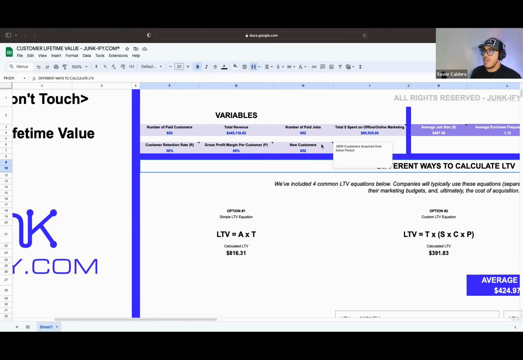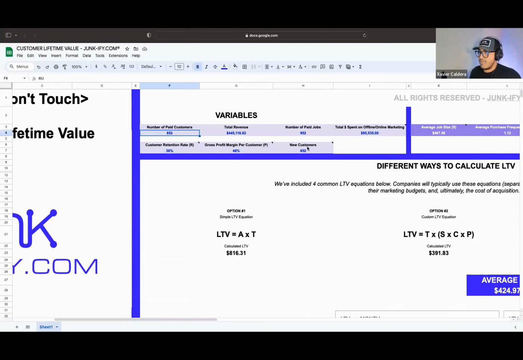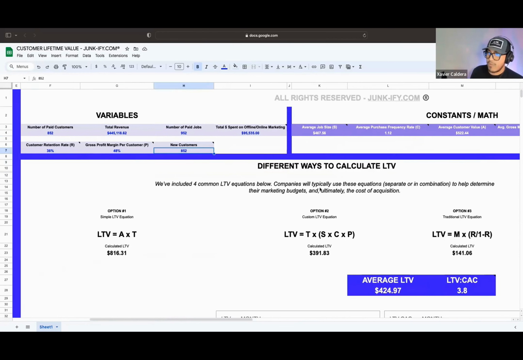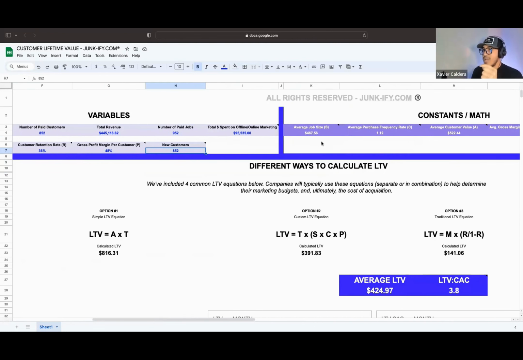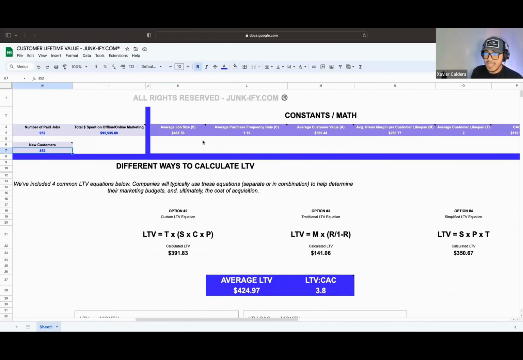Correct. And then you have the new customers acquired over the same period of time. Usually they are the same number as paid clients or paid customers. That's it. That's all you need, and then you need just the formulas. Before going to the formula, I'm going to tell you what we need to calculate first before we collect the information for the LTV. So we need the average job size.